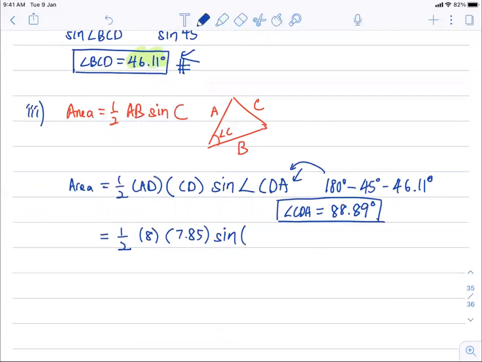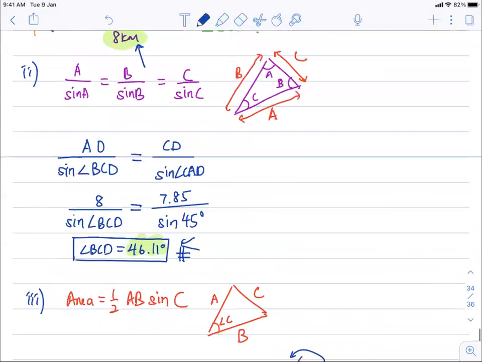So substitute in 88.89 degrees. Type this into the calculator, we'll get area equal to 31.39 meters square. Okay, now let us move on to part B.